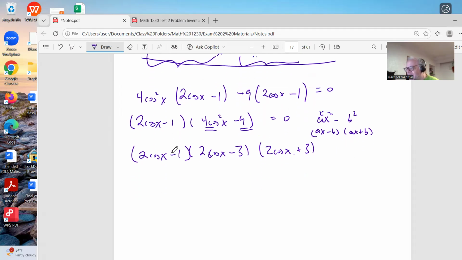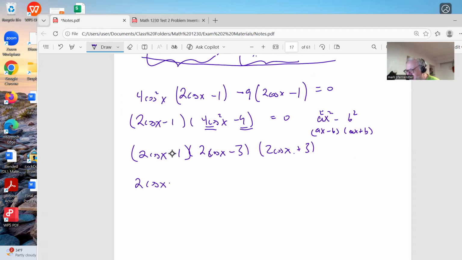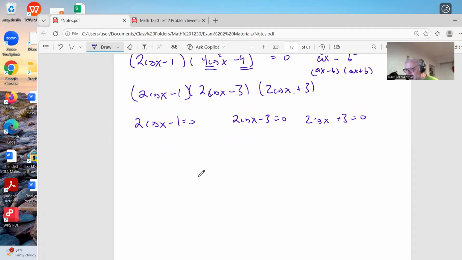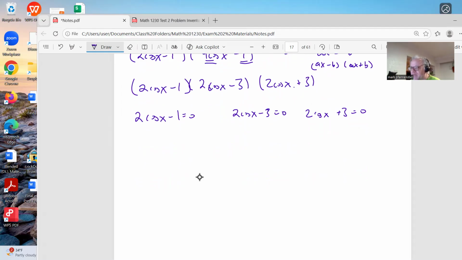Okay, so let's go ahead and finish this guy off. So we have 2 cosine x minus 1 is equal to 0. We have 2 cosine x minus 3 equals 0. 2 cosine x plus 3 equals 0. And we're just solving for cosine here. So this one is nice too because we don't have a reciprocal function. So we have cosine of x is equal to 1 half. We have cosine of x is equal to 3 halves. And then we have cosine of x is equal to negative 3 halves. I'm just isolating my cosine x's in each case here. Okay. And just adding 3 and dividing by 2, subtracting 3 and dividing by 2, etc.